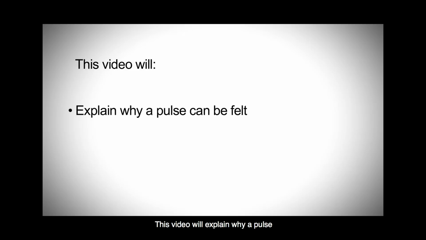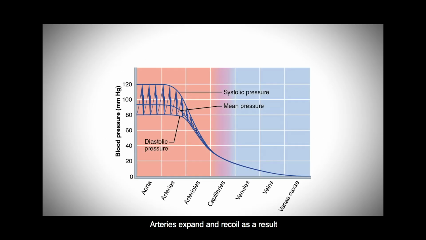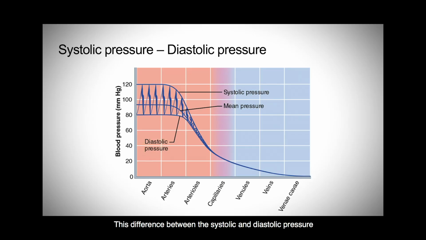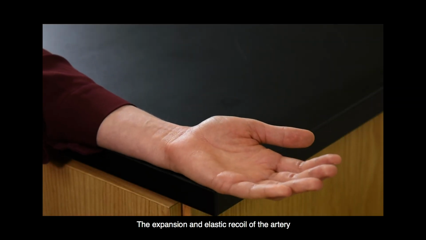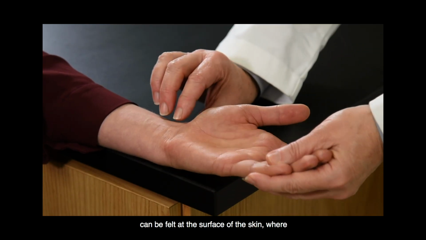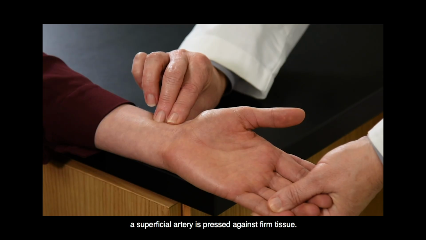This video will explain why a pulse can be felt and demonstrate how to locate a few superficial pulse points. Arteries expand and recoil as a result of the different pressures seen during systole, contraction of the ventricles, and diastole, relaxation of the ventricles. This difference between the systolic and diastolic pressure is called a pulse pressure. The expansion and elastic recoil of the artery can be felt at the surface of the skin, where a superficial artery is pressed against firm tissue.